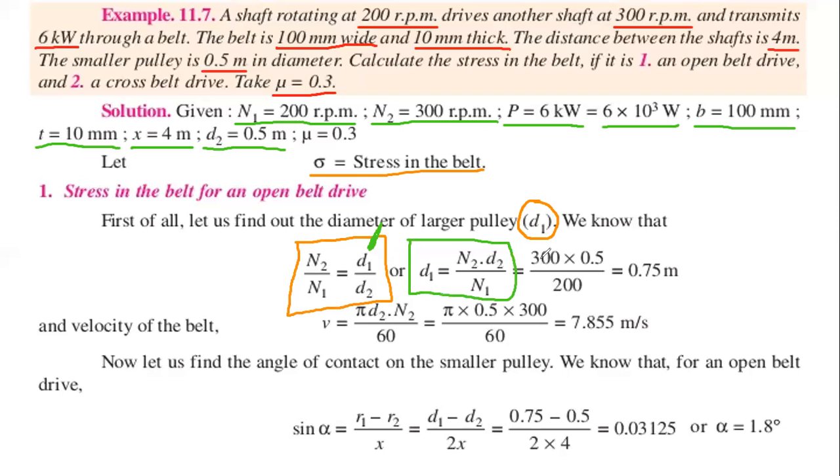So it is taken as N2 is 300 rpm into D2 0.5 meters diameter, and N1 is 200 rpm. So in the end we got the value as 0.75 meters.